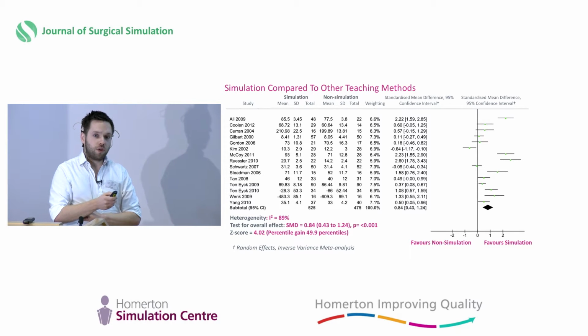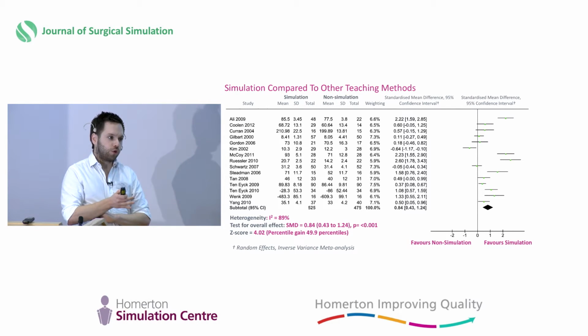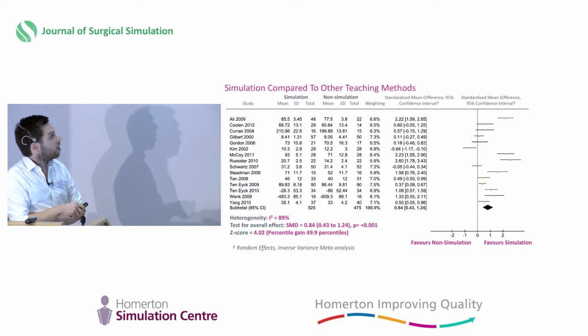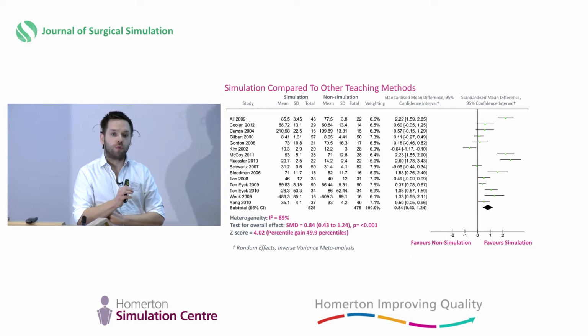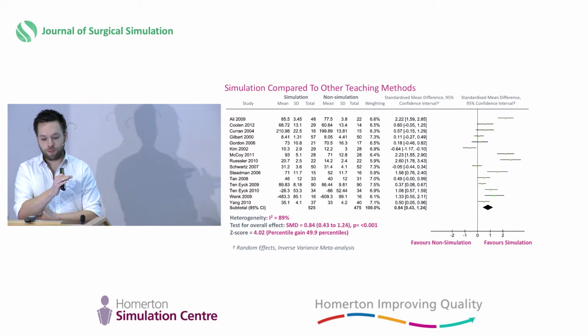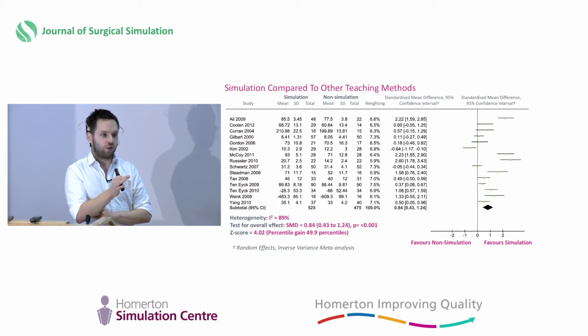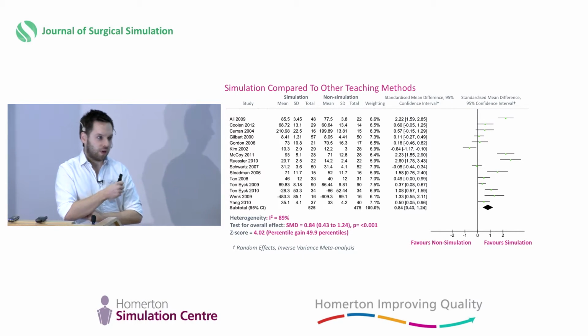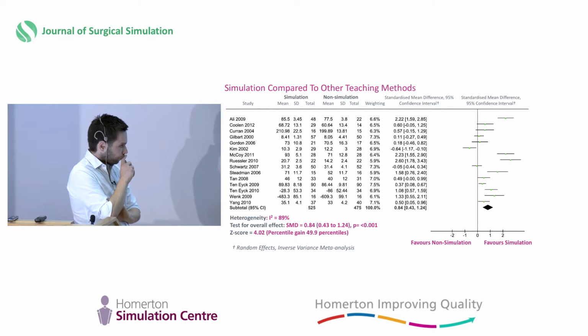Probably more relevant to most of you is how this affects individual students, and that's worth having a look at the percentile gain. So the average student in the simulation group would be in the 99.9th percentile of the non-simulation group. So that's obviously a huge increase and advantage for those students.